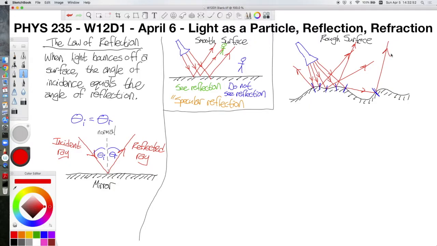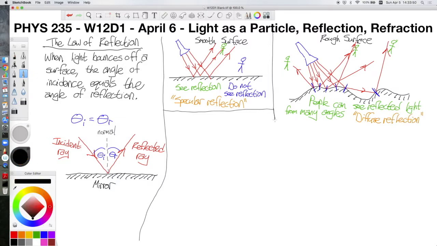So you could see that the light here is scattered in every direction. It doesn't matter where you stand, whether here or here or here, you're going to see bright spots on the surface of whatever this rough surface is, pretty much no matter where you stand. And this process is called diffuse reflection.